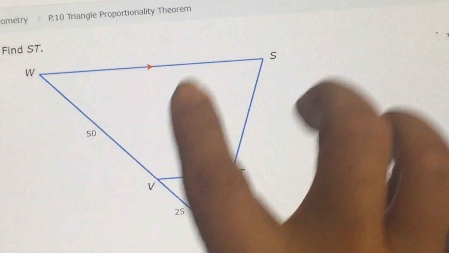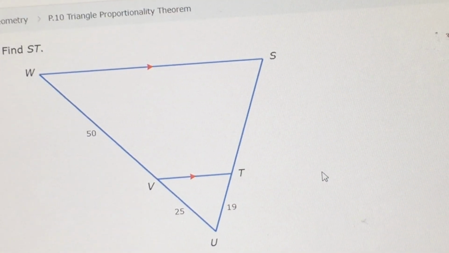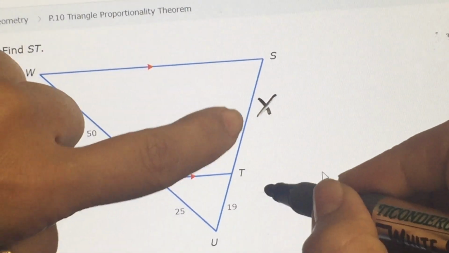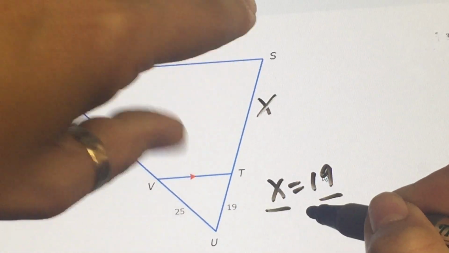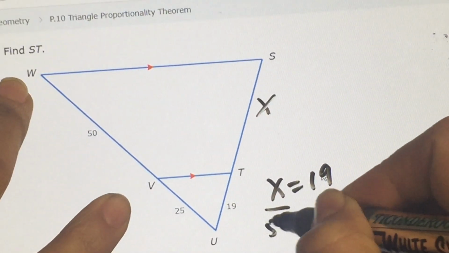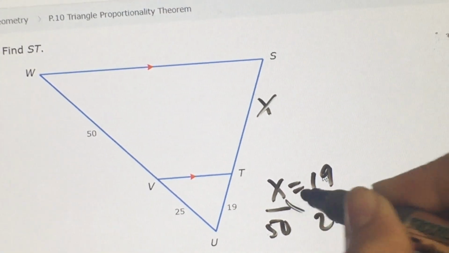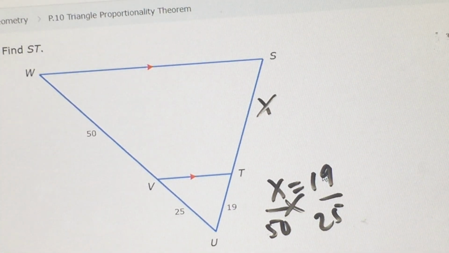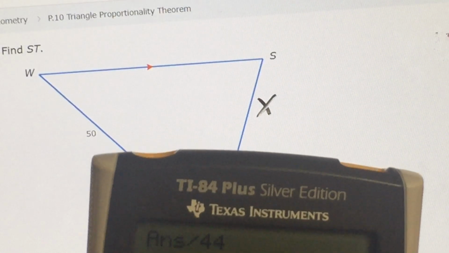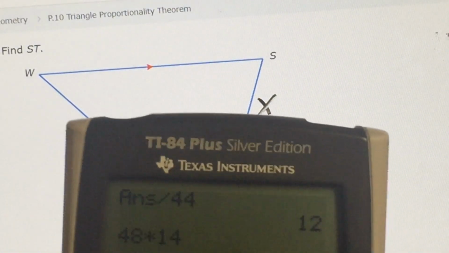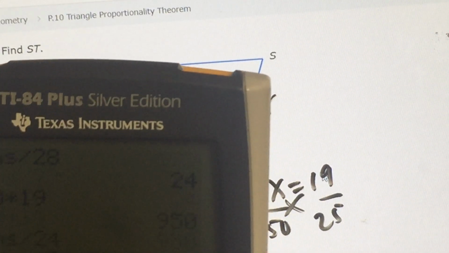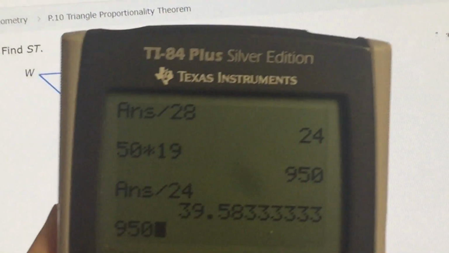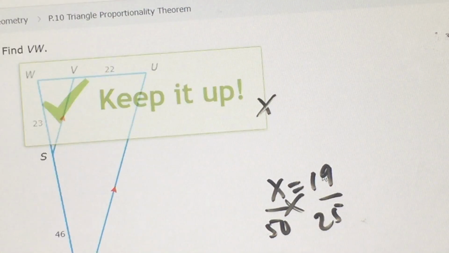Okay, again, look for the parallel lines. Parallel, so I can do that. So I can say ST. So I'm going to say x with 19. And same order, started on the bottom half, so 50 with 25. Cross multiply and divide. So it's going to be 50 times 19, and then divided by 25. Oh, 950 divided by 25. 38. And that's all you're doing over and over and over again.